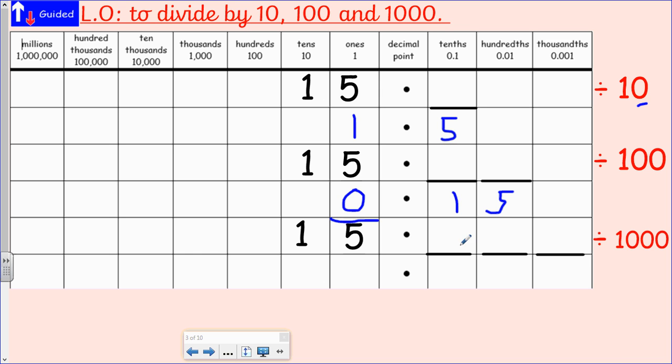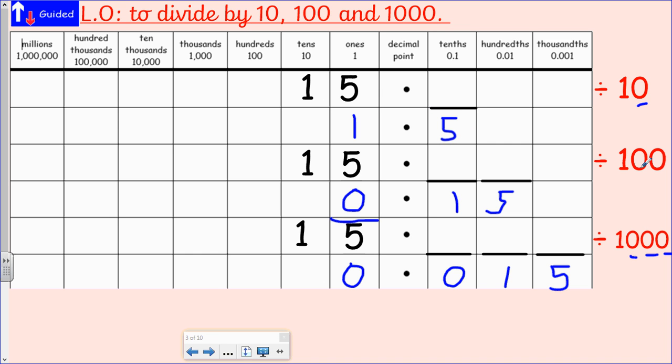And finally, we've got 15 divided by 1,000. So 3 zeros, 3 lines, 3 places to the right. We take the 5 first, always the digit next to the line first. Then the 1, and then we just need to pause and have a little think for a moment. So we've got tenths with nothing in it. We're going to need to put a 0. We've got ones with nothing in it. We're going to need to put a 0. So we've got 0.015.